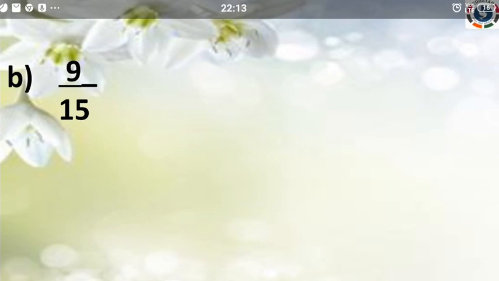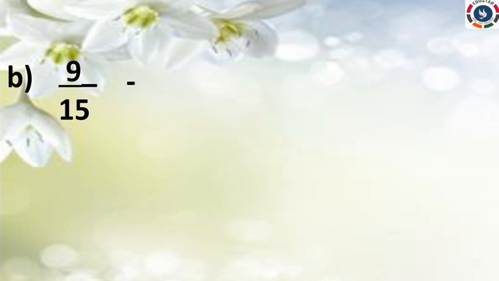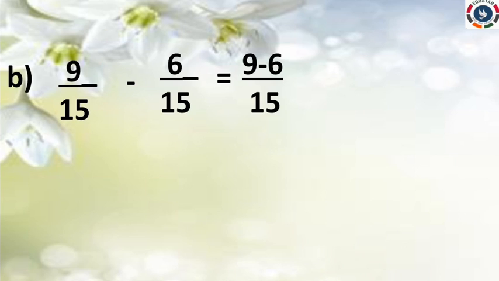B: 9 by 15 minus 6 by 15. So this is also a like fraction because both fractions have the same denominator. What do you want to do here? We want to subtract only the numerators. So it is equal to 9 minus 6 divided by 15. You have to write the 15 only one time in the denominator.